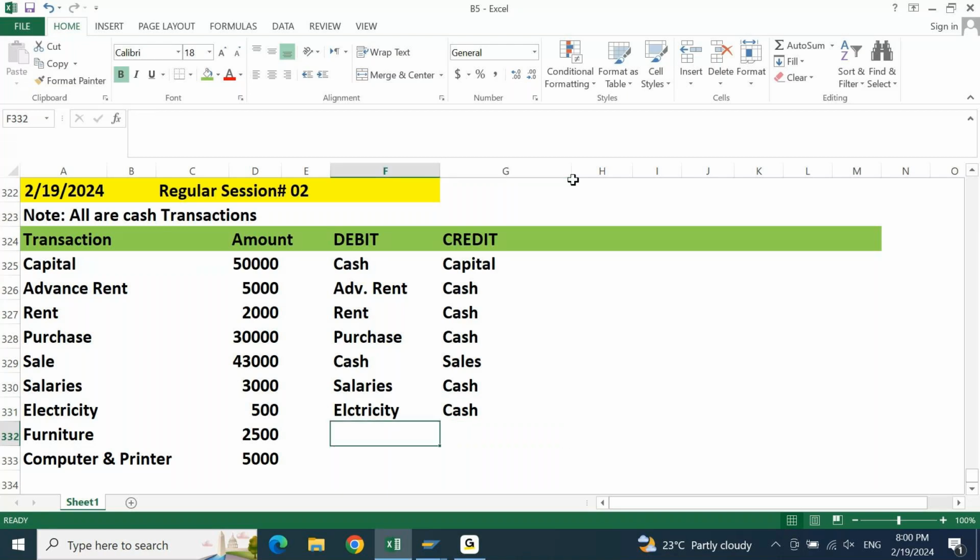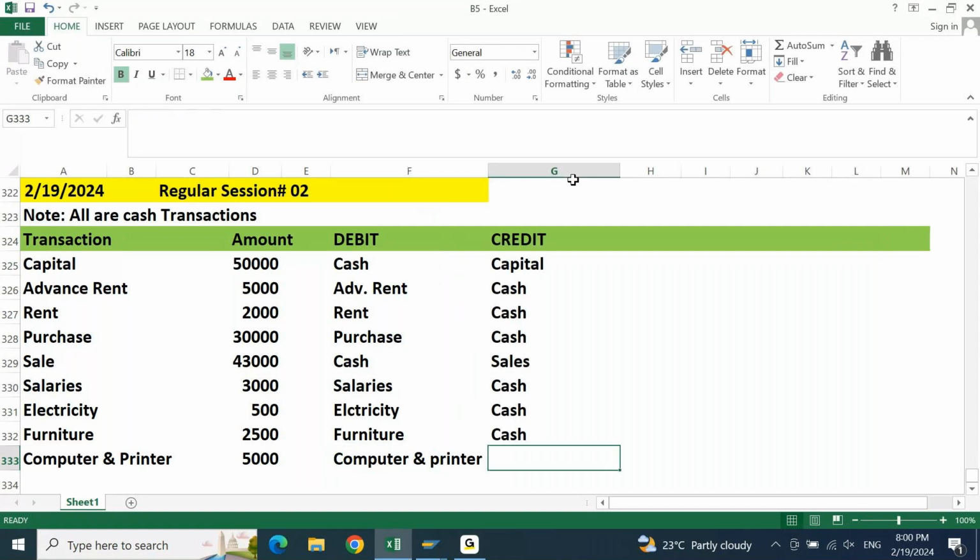And afterwards, furniture. Furniture is an asset. We have already discussed any asset will show a debit balance. Since furniture is an asset, I am going to write furniture account on the debit side. You spent on furniture by paying cash. Cash account is credit side. Last one, computer. Computer is also an asset. I am going to write computer and printer debit, and I'll put cash account credit. This is what your accounting entry is.